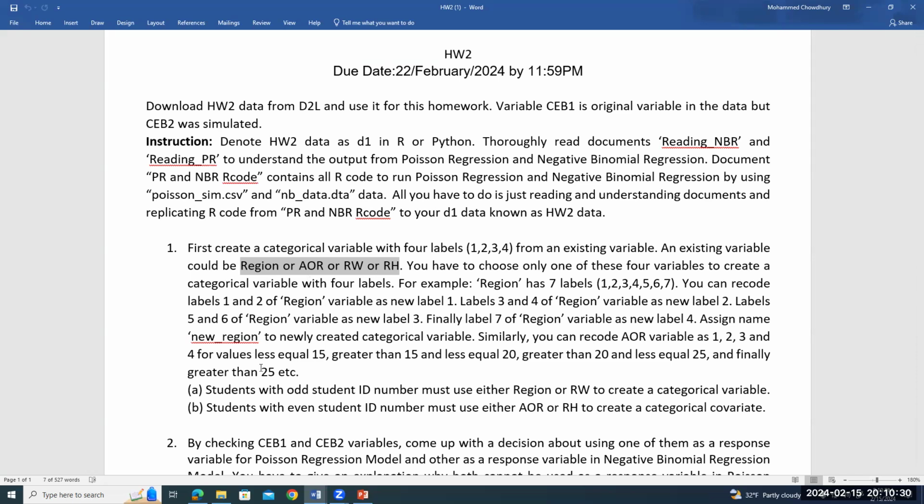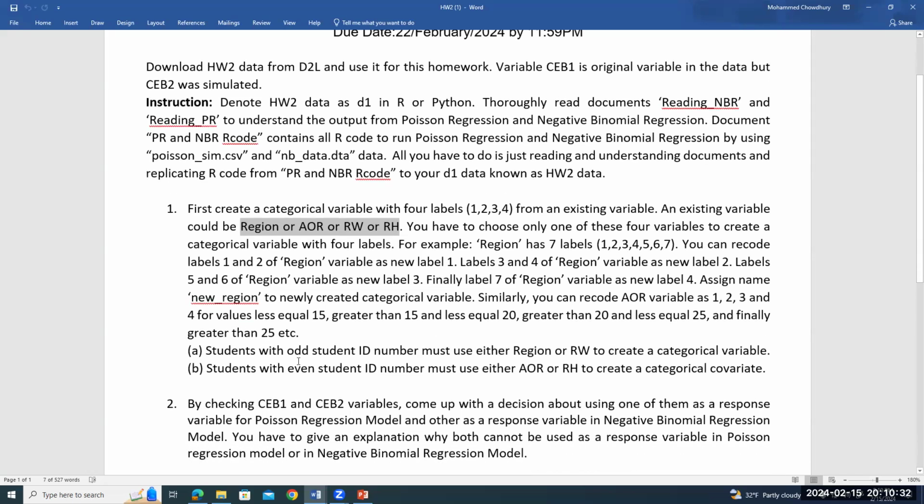Okay, now a student with odd student ID number. In the homework submission, you must write your student ID number. Students with odd student ID number must use either region or respondent weight to create a categorical variable. Safari, what is your student ID number? Last number is odd or even? Odd.